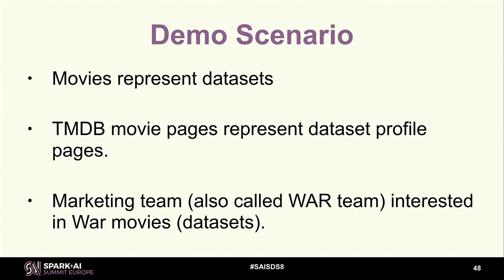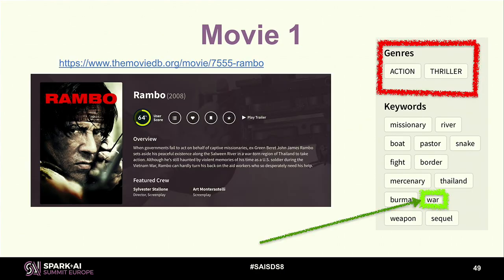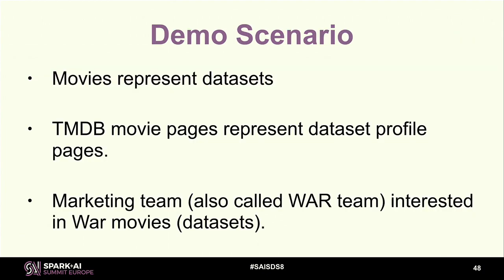I tried to search for an example that would be illustrative. And what I found is, well, I started thinking of movies as datasets. There's this very useful TMDB movie database. And I started thinking of movie pages that are available in TMDB, such as this one, which give details about different movies, as the dataset profile pages. So those profile pages that users would get as search results enable them to explore datasets in more detail.